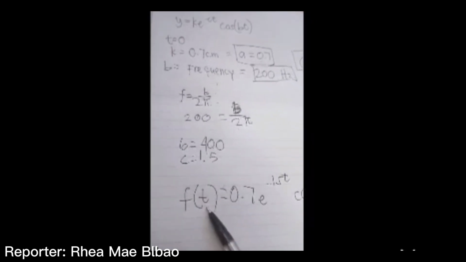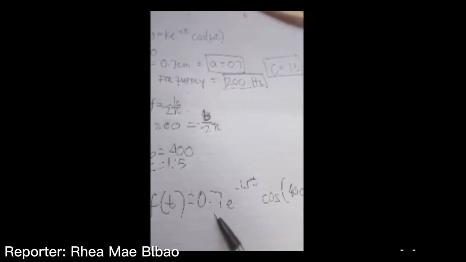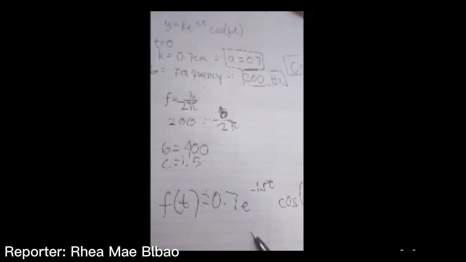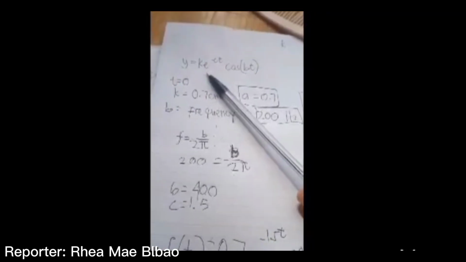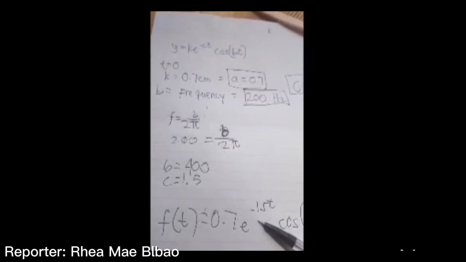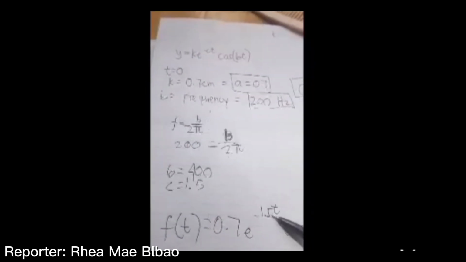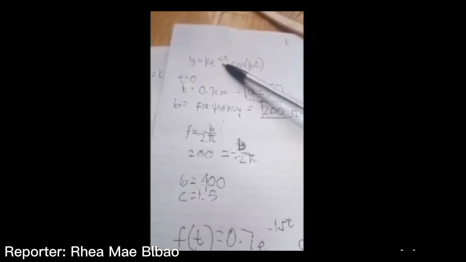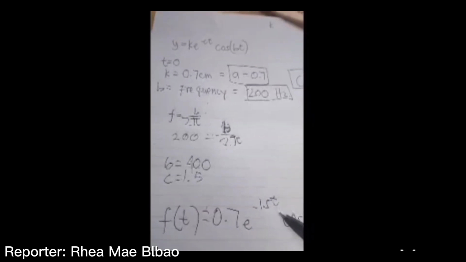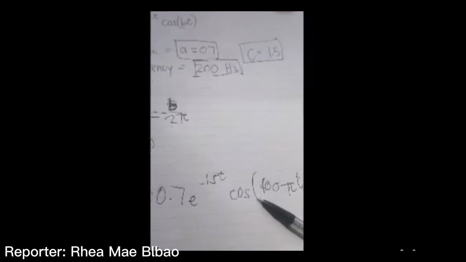So, the answer is: y equals 0.7, the initial amplitude, times e to the minus 1.5 t, where c is the constant 1.5, then cos 400 pi t.